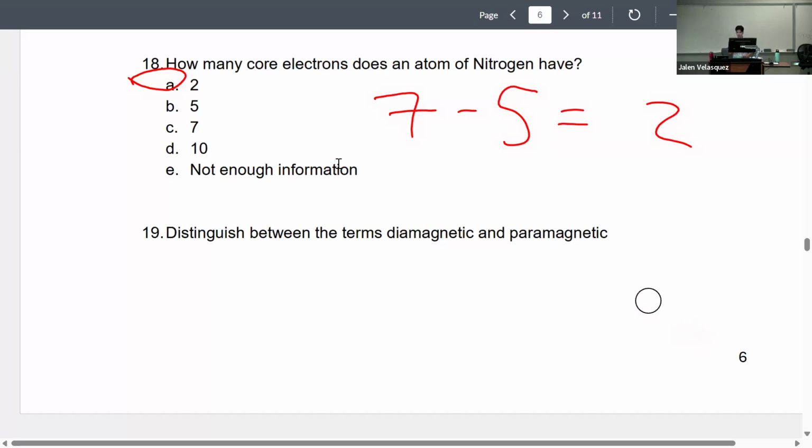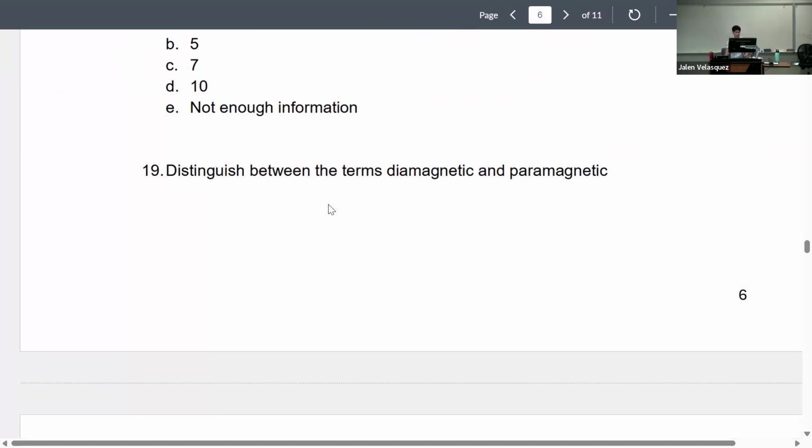Questions? I think we're okay with that. Hopefully it's like a freebie on the exam when you see it. Okay, so now for number 19, let's remind ourselves what the distinction between diamagnetic and paramagnetic is.